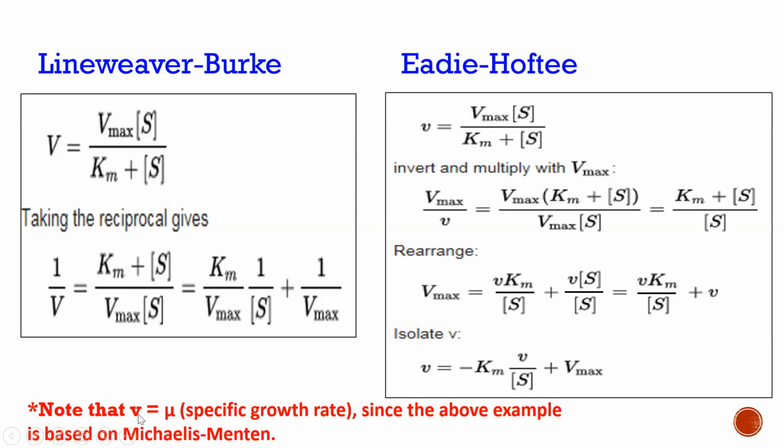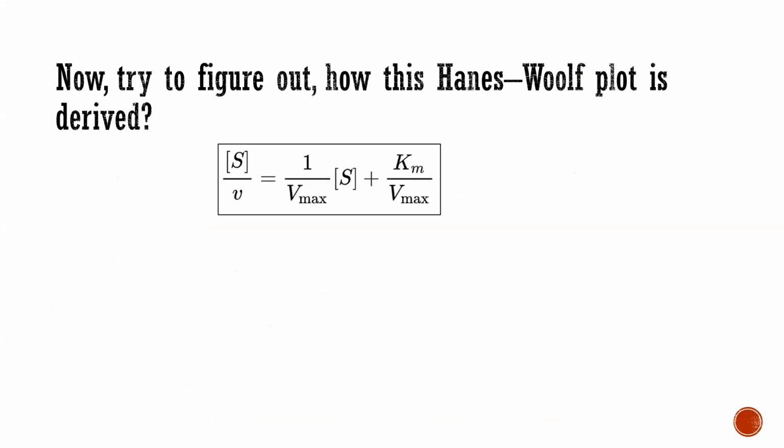As a note here, as I mentioned, this v and mu function is the same. This one is for Michaelis-Menten, while this one is for the Monod constant. They are basically the same. Okay. All right. So this one is for your assignment. I want you to find out how you can derive this form of the graphical model for the Monod equation. All right, just a rearrangement. Okay, and this model is called the Hanes-Woolf plot.